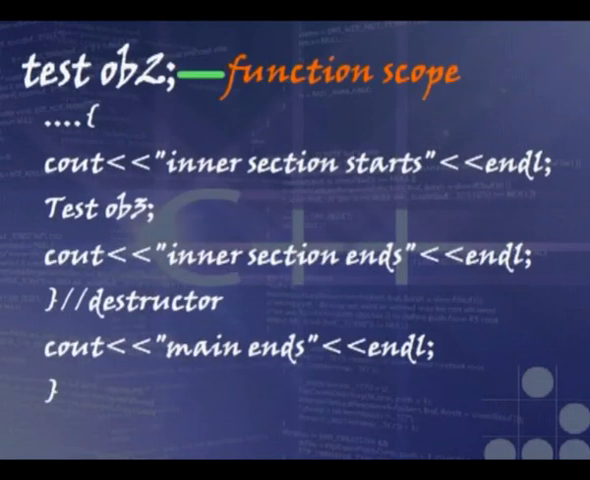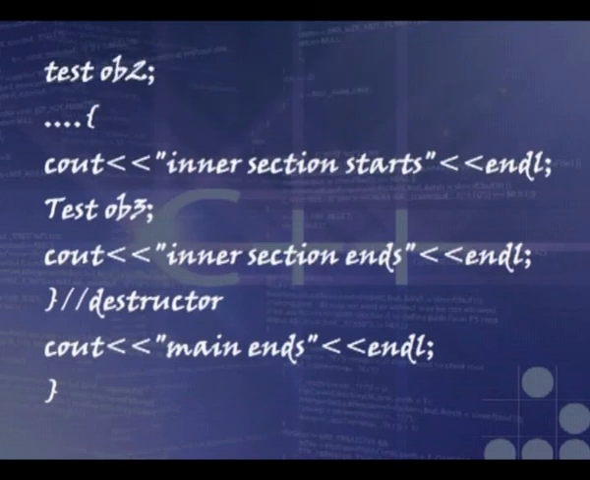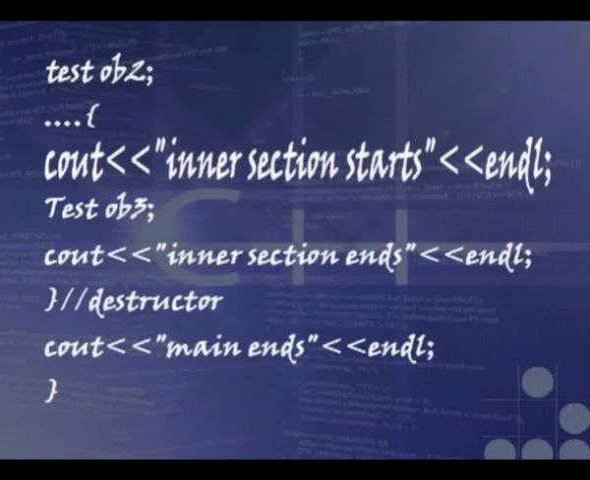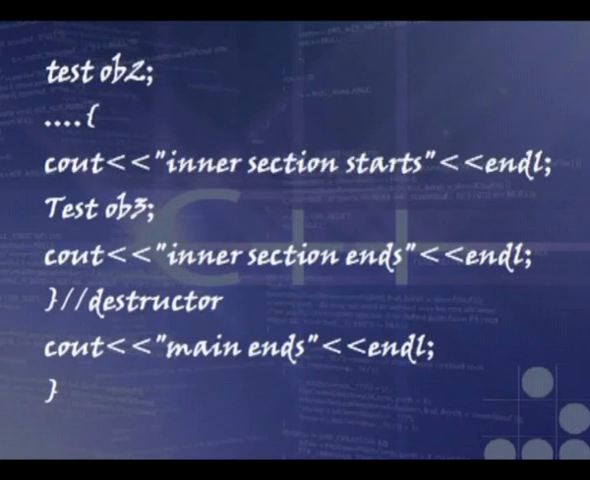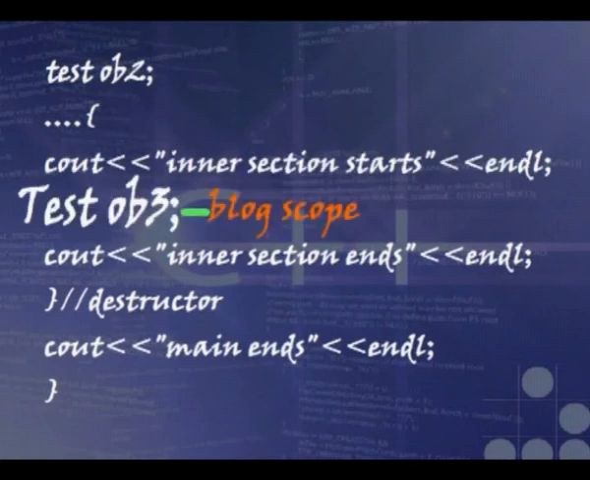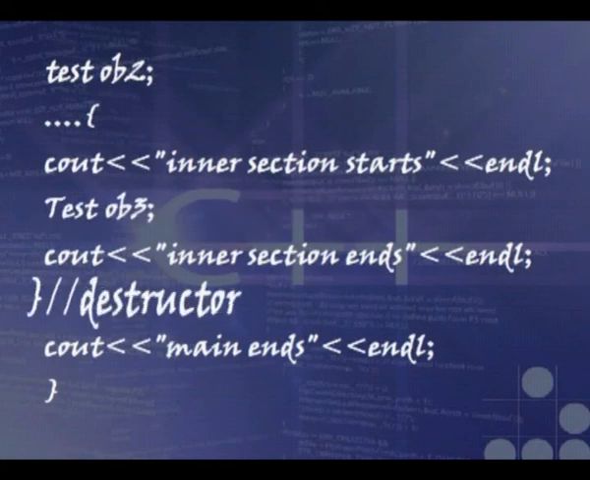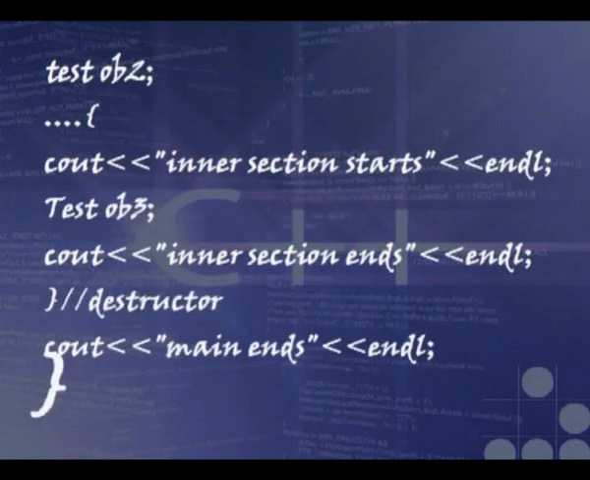Then again another object is created, this one having function scope. Then some operations are done, then cout, this is just some section of the program. Again another object is created which has block scope, that is, the scope of this particular object is only in between these 2 statements. Then you are closing the main function and you are closing the entire program.